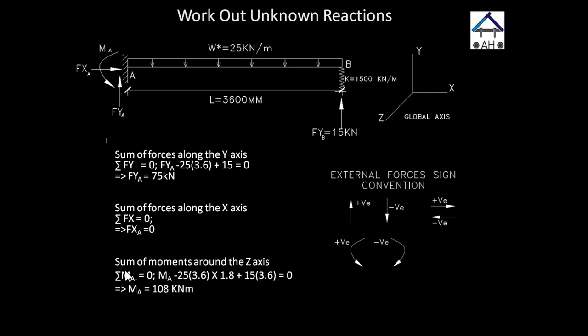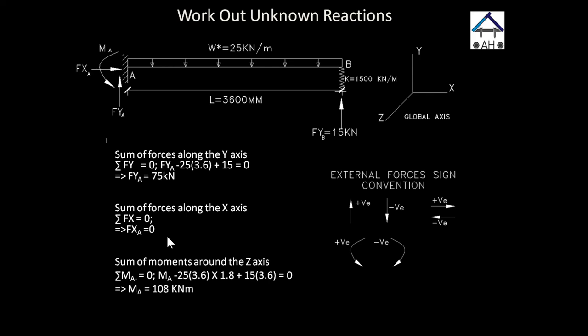And then we have the sum of moments around the z-axis, so the sum of moments at point A. If you put your finger at A and consider all the moments around point A, you first have the fixed end moment, MA, and that's going anti-clockwise, so that's positive, MA, minus 25, the UDL, times 3.6, that's going clockwise, times the lever arm, which is 1.8 meters, that's half of 3.6 meters, plus 15 at FYB, 15 times the lever arm, which is 3.6, and that's going anti-clockwise, and that's why it's positive.